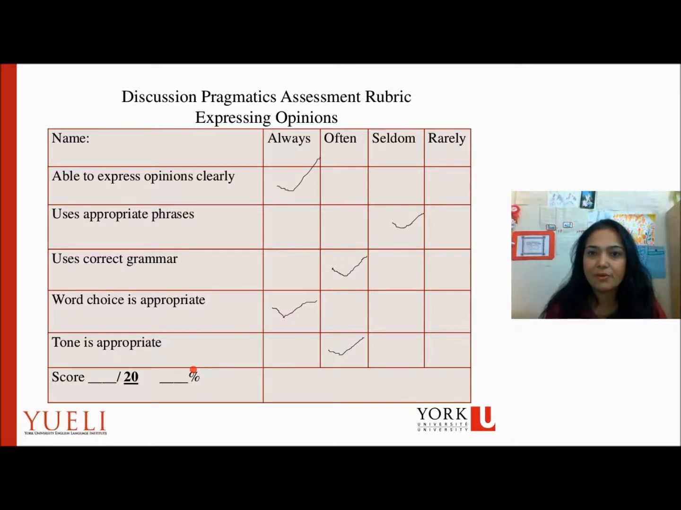Now the good thing about the rubric is you don't necessarily have to give a score. If you do not want to give a score, you can simply put just the check marks, and that way the students get an idea that they've been able to express most of the time, but they have to work on the phrases, or they have to be more familiar with the phrases, or they have to work with the tone.